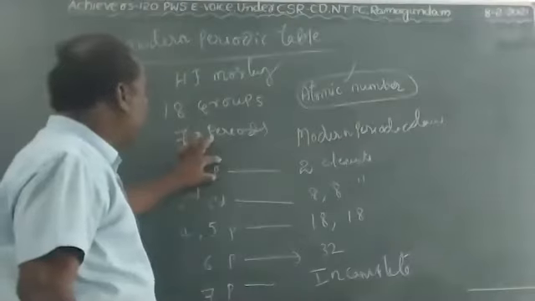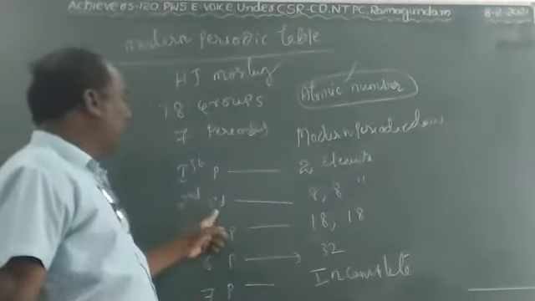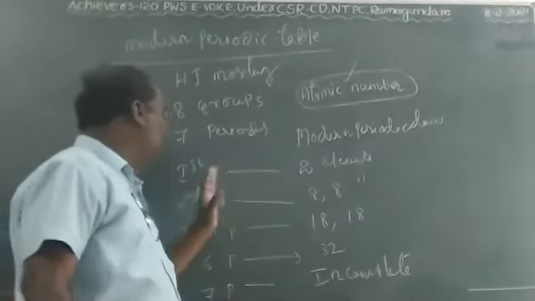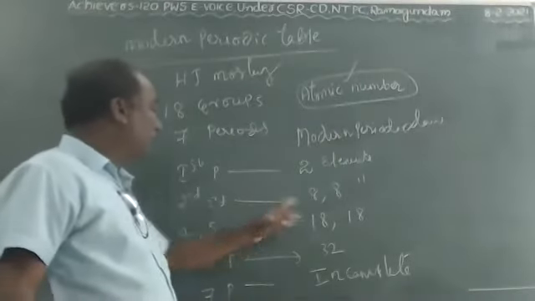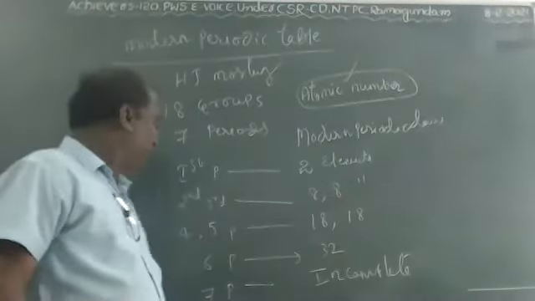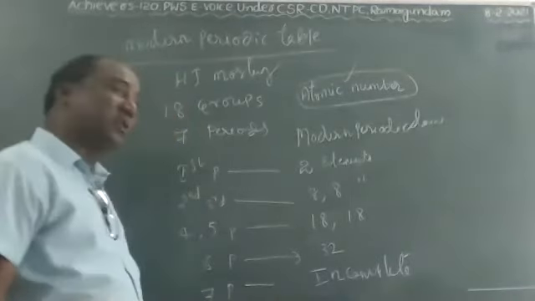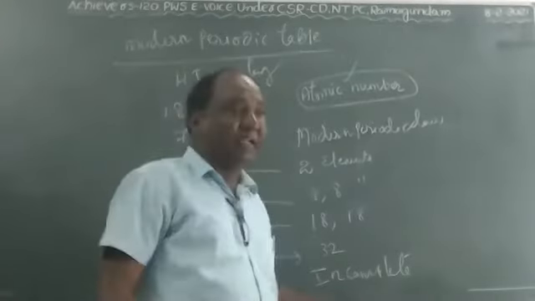The first period consists of 2 elements. The second and third periods consist of 8 and 8 elements: the second period has 8 elements and the third period also has 8 elements. The fourth and fifth periods consist of 18 and 18 elements, children. The sixth period consists of 32 elements; it is the longest period. But the seventh period is an incomplete period.